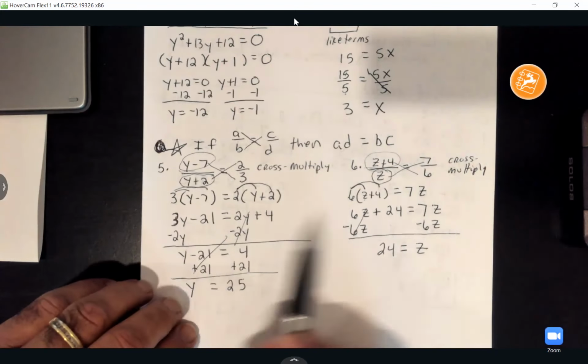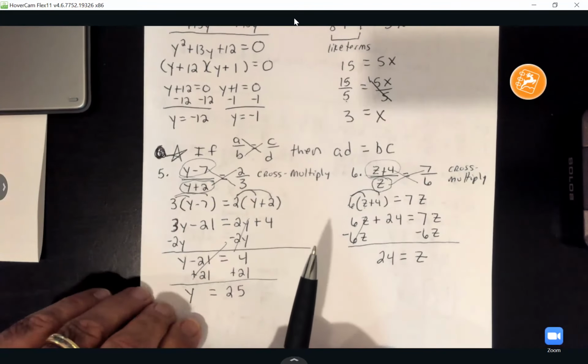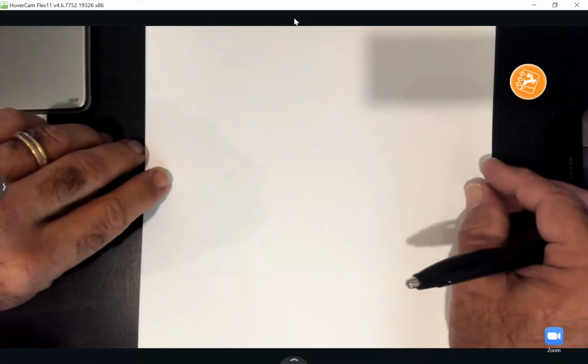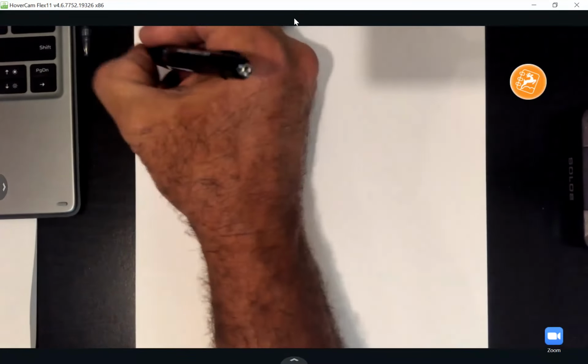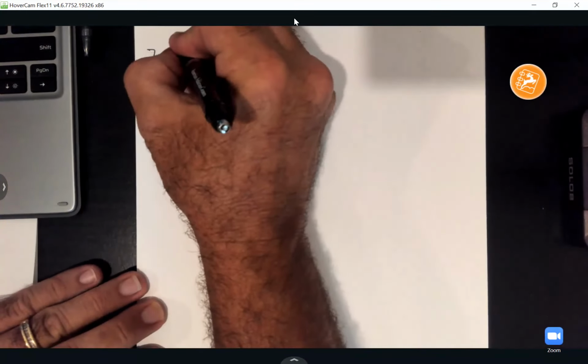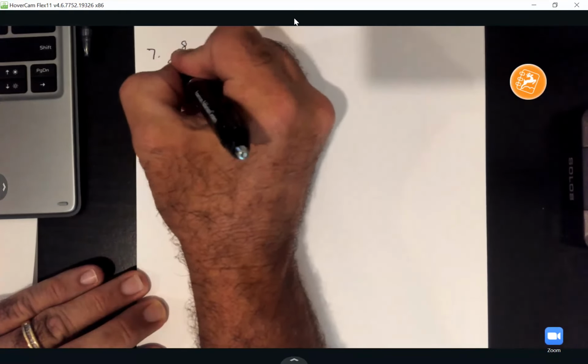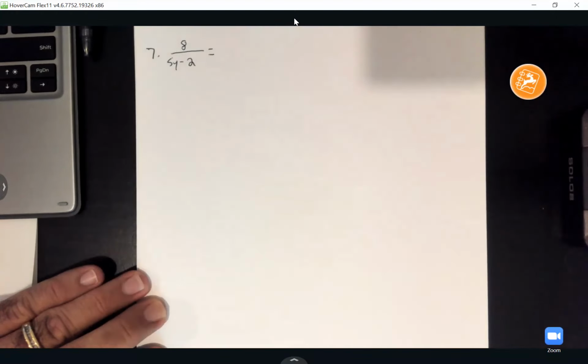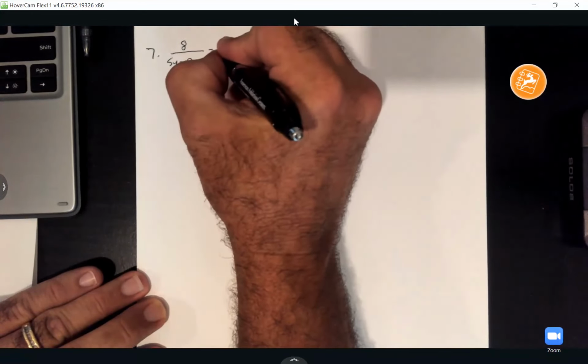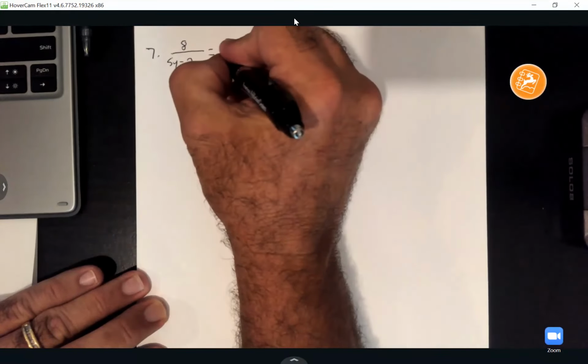So one more doing the cross multiplying. So let's see, that was 6, so this will be 7. All right, so for our 7, we got 8 over (5y − 2). That's going to equal 4 over 9y.